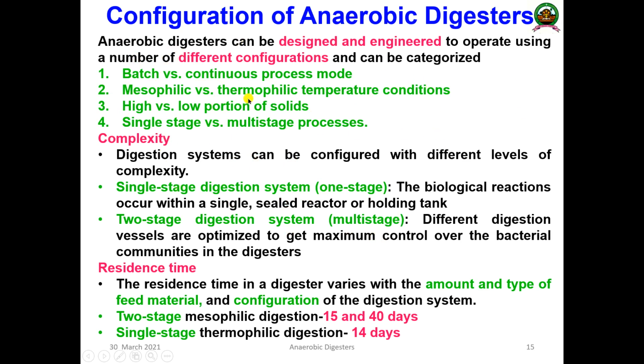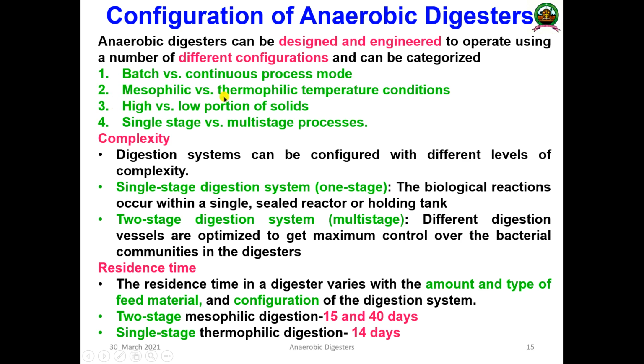Second one is mesophilic or thermophilic temperature condition. If you use the mesophilic condition, approximately 25 to 45 degrees centigrade, that is known as a mesophilic digester. Next one is the thermophilic temperature digester. If you are using thermophilic conditions for the digester, that is known as a thermophilic temperature digester. And here the microorganisms are thermophilic bacteria. In the previous case the microorganisms are mesophilic bacteria.